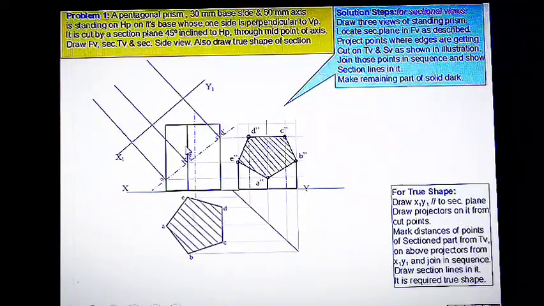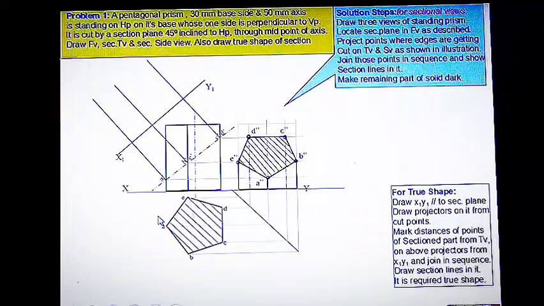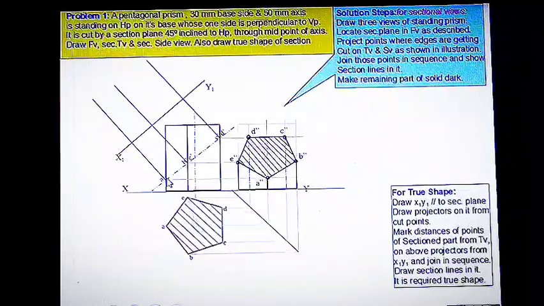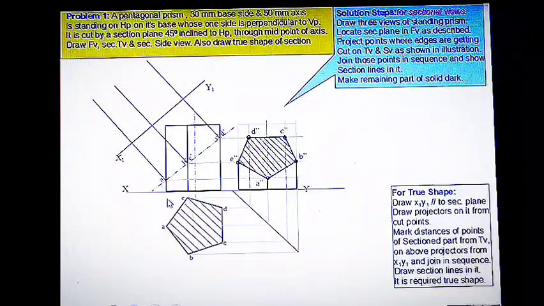Now mark the distance of these points. This A, B, C, D and E are the shape, the enclosed shape of section. So this point should be marked here. So this line is corresponding to point A in the plan.